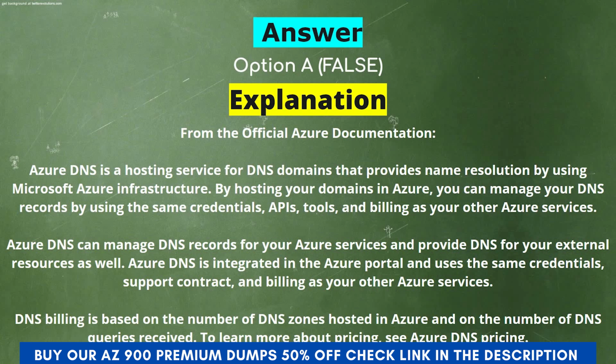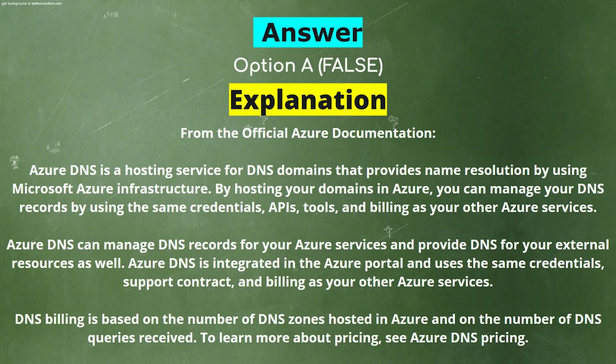By hosting your domains in Azure, you can manage your DNS records by using the same credentials, APIs, tools, and billing as your other Azure services. Azure DNS can manage DNS records for your Azure services and provide DNS for your external resources as well. Azure DNS is integrated in the Azure portal and uses the same credentials, support contract, and billing as your other Azure services. DNS billing is based on the number of DNS zones hosted in Azure and on the number of DNS queries received. To learn more about pricing, see Azure DNS pricing.